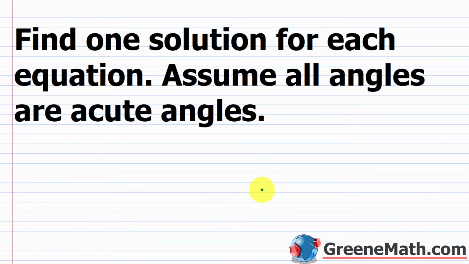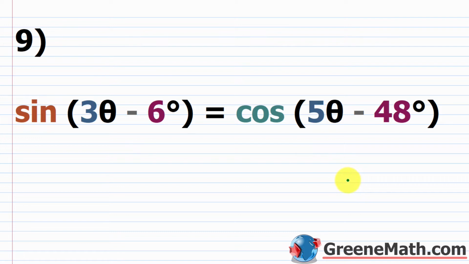All right, for the next two problems, we want to find one solution for each equation. Assume all angles are acute angles. So looking at problem 9, we have the sine of 3 theta minus 6 degrees equals the cosine of 5 theta minus 48 degrees. Again, we want to figure out what is theta.